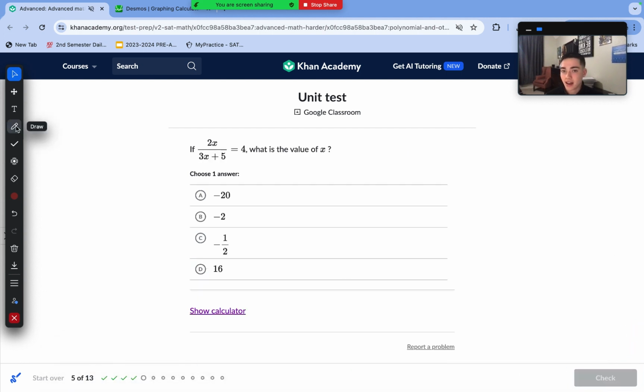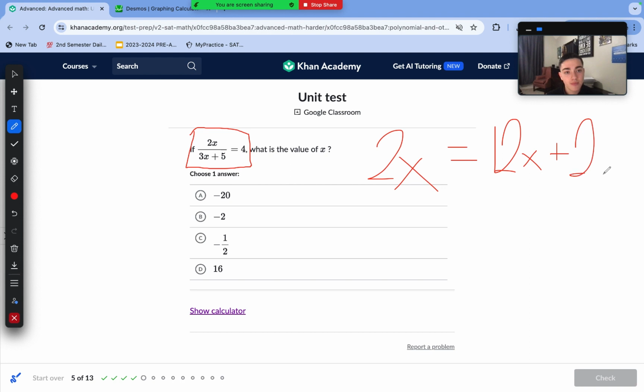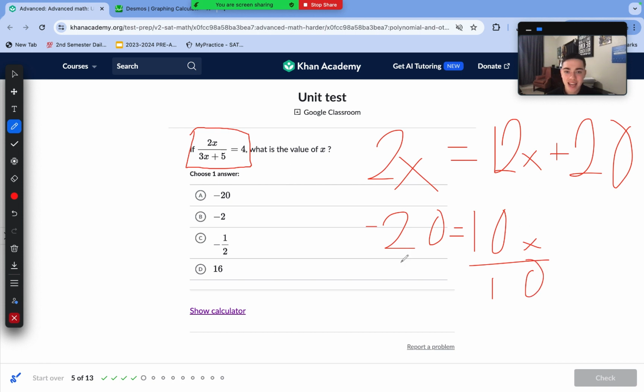We have here, if 2x over 3x plus 5 equals 4, what is the value of x? We're just going to solve for x here. First step, multiply both sides by 3x plus 5. So we have 2x equals, after distributing that out, 12x plus 20. Now we can just subtract 2x on both sides. We have 10x, and then subtract 20 on both sides. We have negative 20. So we have negative 20 equals 10x. We divide both sides by 10, and we are left with x equals negative 2.